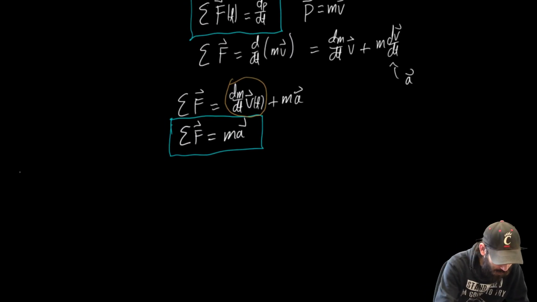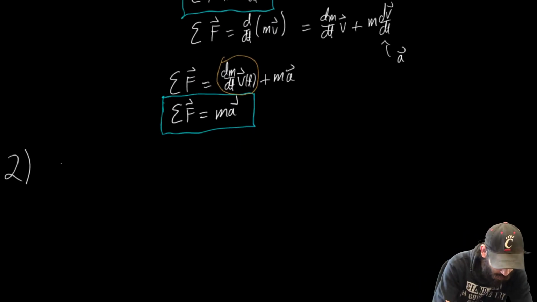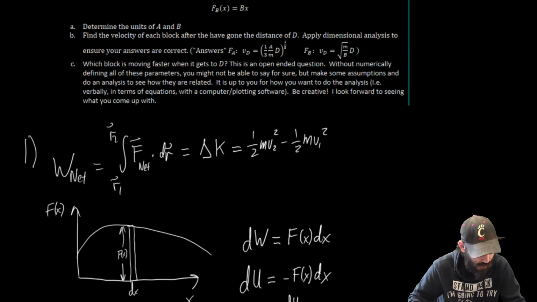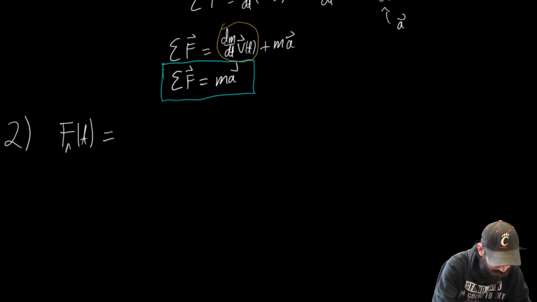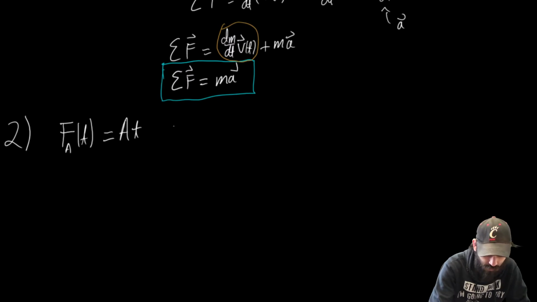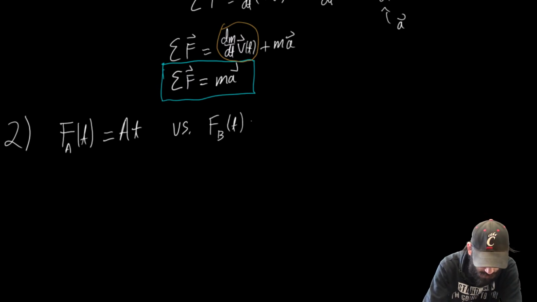Okay, so the next portion that we're interested in is considering the difference between two forces. One, where I have a force as a function of time, where this is going to be equal to, I think this one's going to be the A times t. So force is a function of time, F_a(t) is equal to capital A times t, versus some force as a function of distance, where I'm saying this is going to be the force F_b, which is going to be equal to B times x.